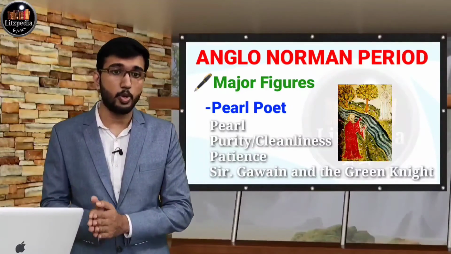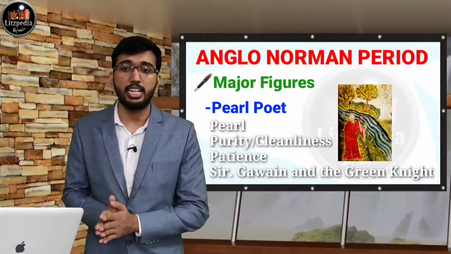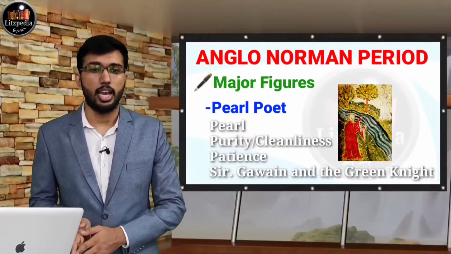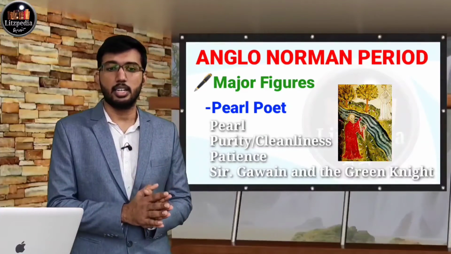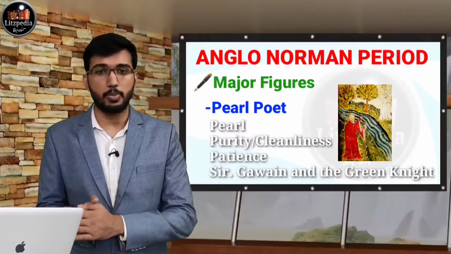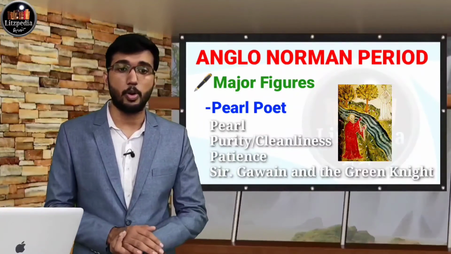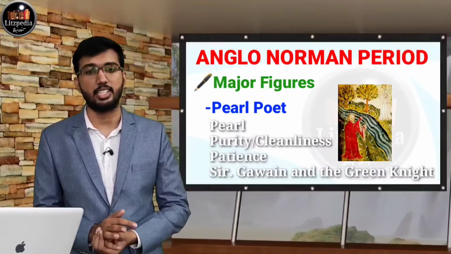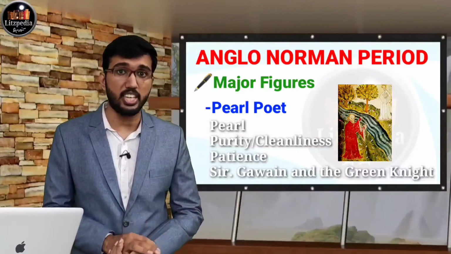Next comes Purity, or Cleanliness. It is about the virtues of cleanliness of body and the delights of married love. Then comes Patience, another important work, whose source is taken from the Vulgate Bible. The next very important work by the Pearl Poet is Sir Gawain and the Green Knight. It is a chivalric romance, and it was popularized by J.R.R.